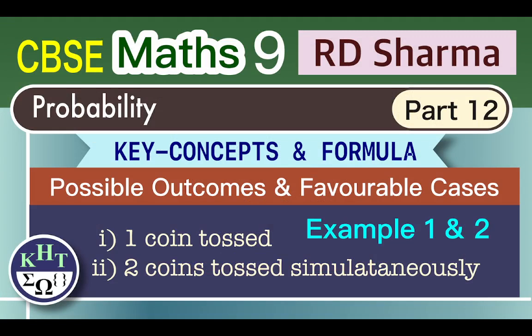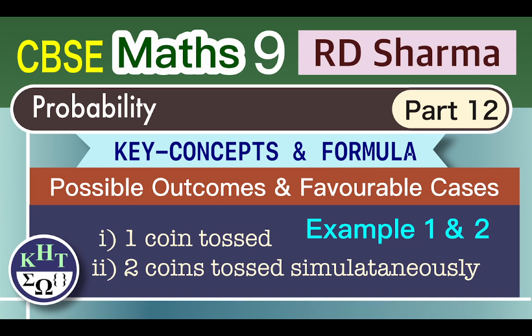This is part 12 video on the chapter of probability. From this video, in the next 2-3 videos, I will discuss possible outcomes and favorable cases of an event in a given random experiment. It is very important to understand what the possible outcomes are in a random experiment, which are also termed as elementary events, and given an event, what the favorable cases are that satisfy the conditions of the given event.